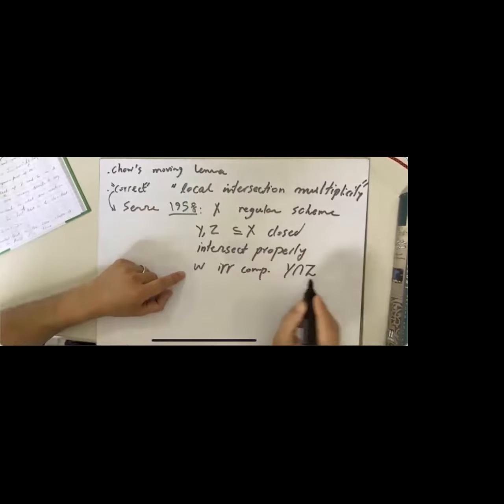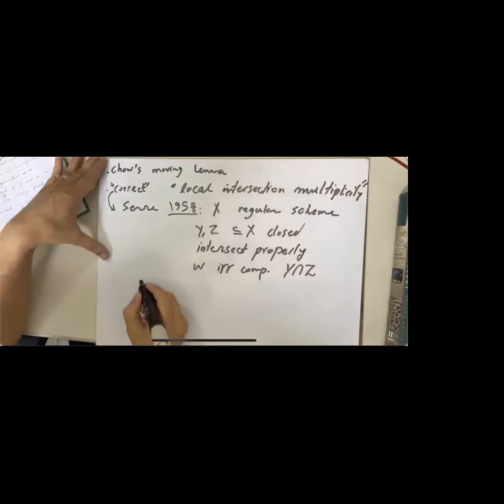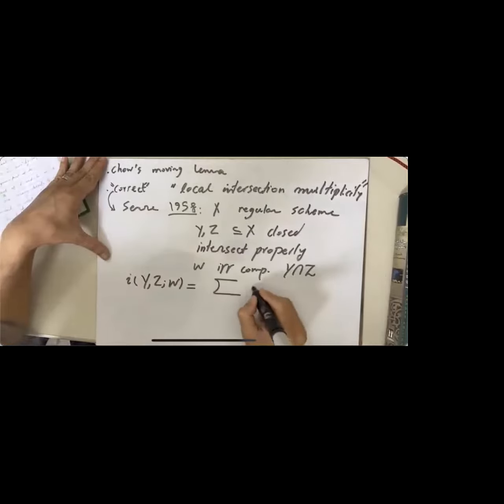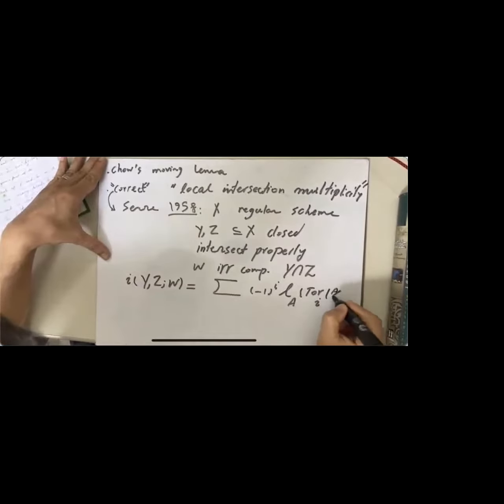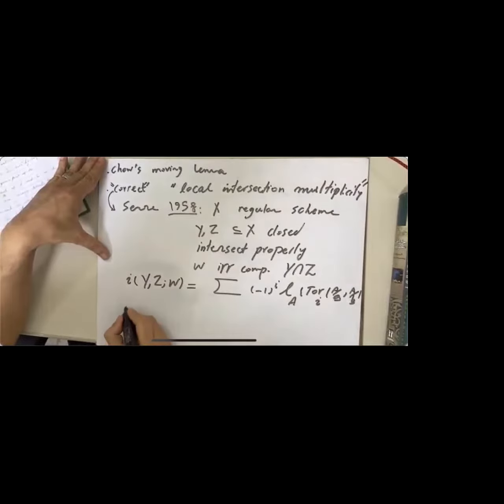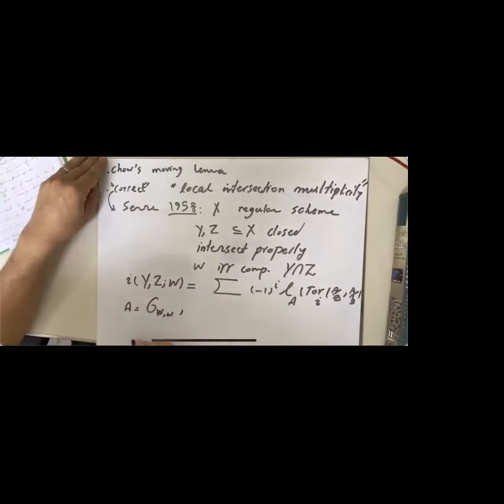and let W be an irreducible component of the intersection of Y and Z. Then Serre defined the local intersection multiplicity of Y and Z in W to be the alternating sum of lengths of Tor_i of A over a and A over b, where A is the local ring of W at its generic point, and a and b are the ideals of Y and Z in A.